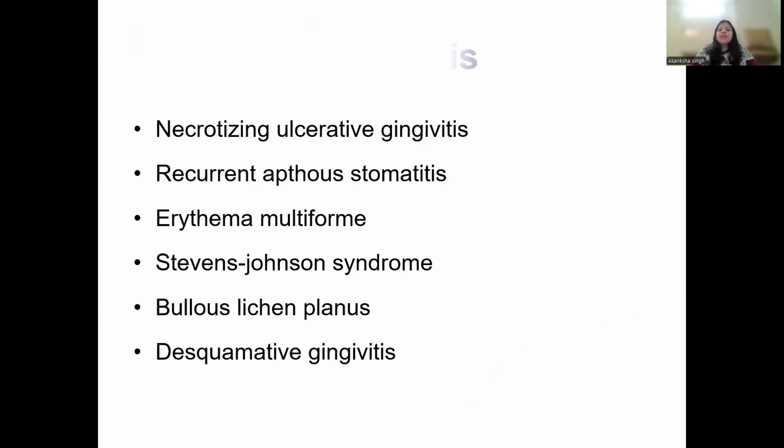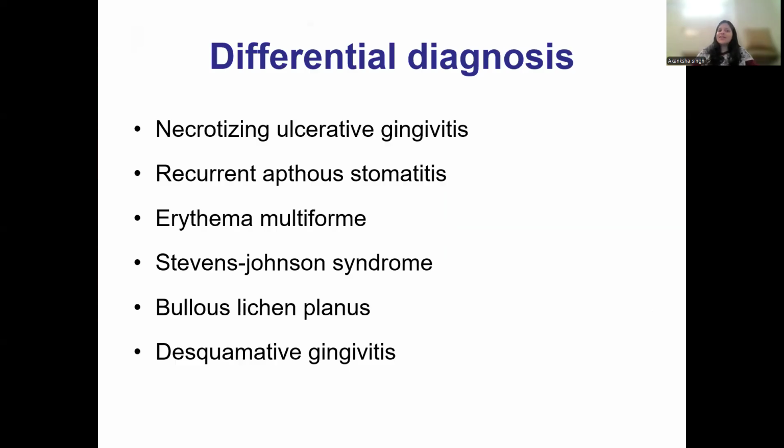Differential diagnosis, again, necrotizing ulcerative gingivitis, recurrent aphthous. I told you that it may resemble aphthous ulcer because of the halo-like margin, erythema multiforme, Stevens-Johnson syndrome, bullous lichen planus, desquamative gingivitis.